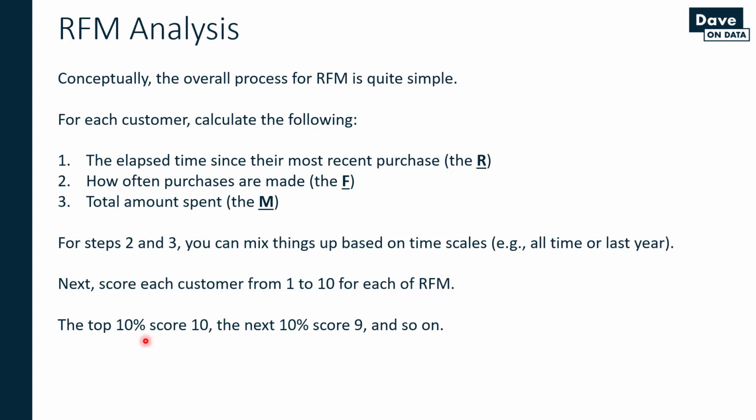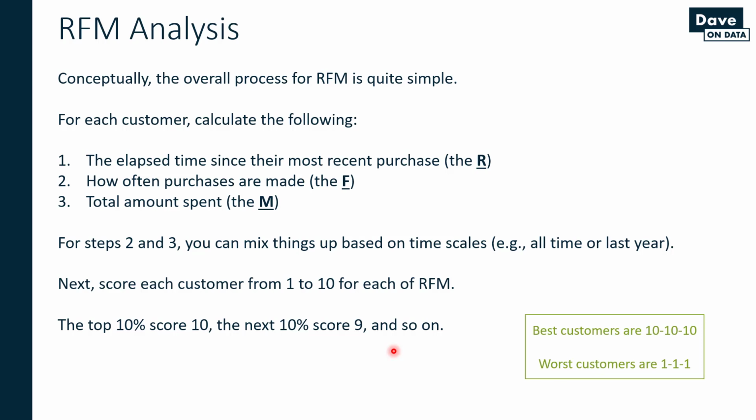And for the top 10% of, let's say, all of the customers' R scores, the top 10% of those get a 10. The next 10% get a 9, so on and so forth. So what that means is that for each customer, they get a 3-part score. They get a score from 1 to 10 for the R aspect, a score from 1 to 10 for the F aspect, and a score from 1 to 10 for the M aspect. And what that allows you to do is then stack rank your customers based on 10, 10, 10, which would be your best customers, and your worst customers are going to be 1, 1, 1.